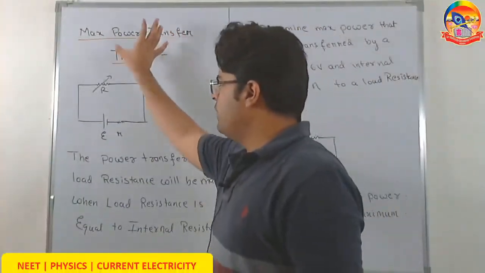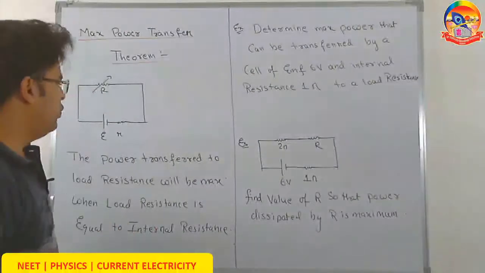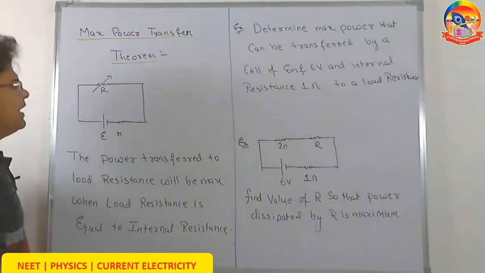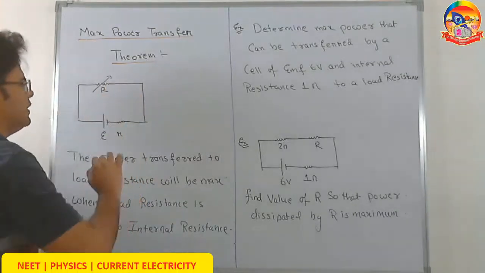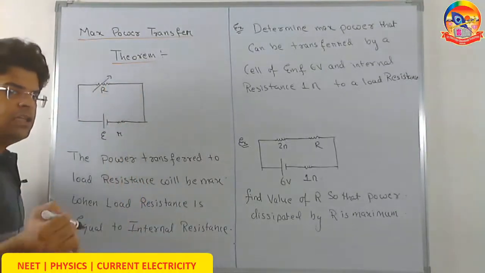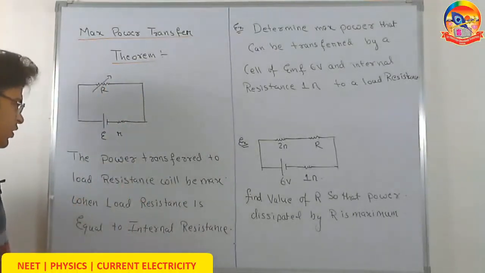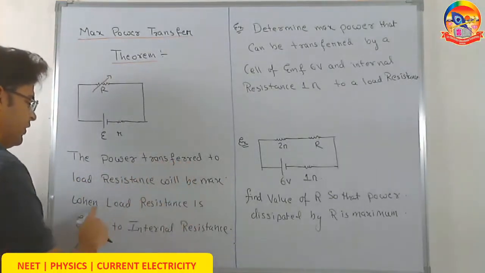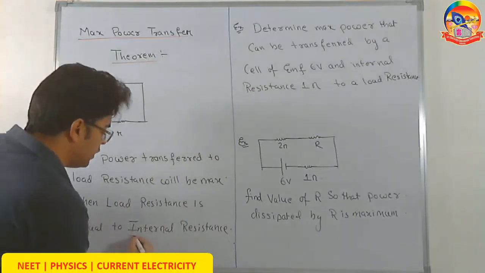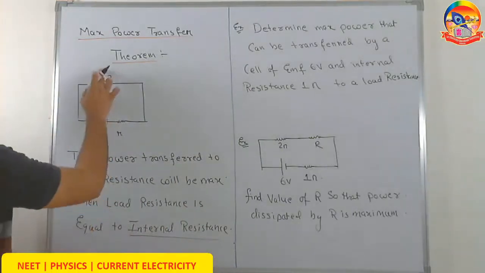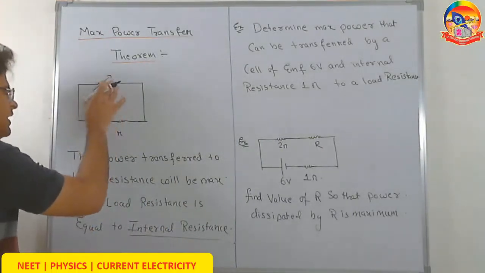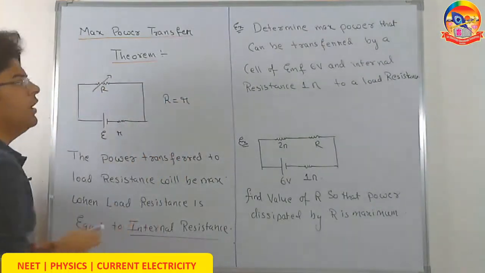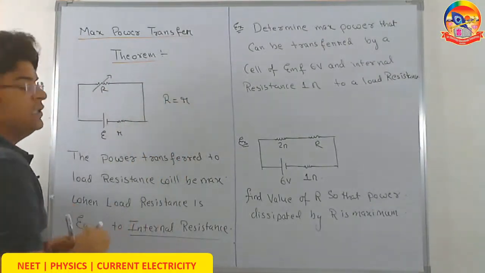So let's learn maximum power transfer theorem. What is the meaning of theorem? Let's say you have a cell of EMF E and internal resistance R. What has to be the value of load resistance so that the power transferred to the load resistance is maximum? The power transferred to the load resistance will be maximum when the load resistance is equal to internal resistance of the cell.